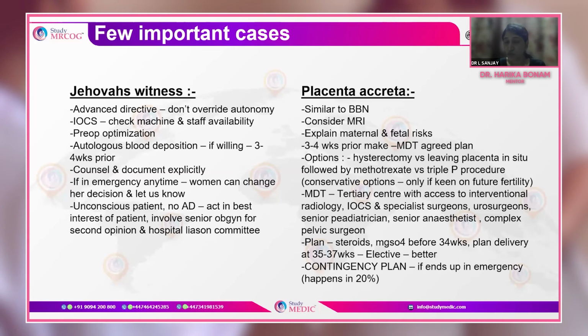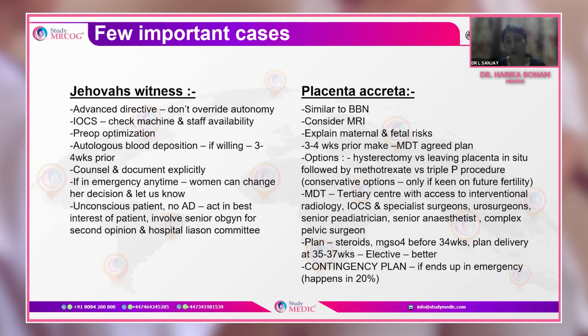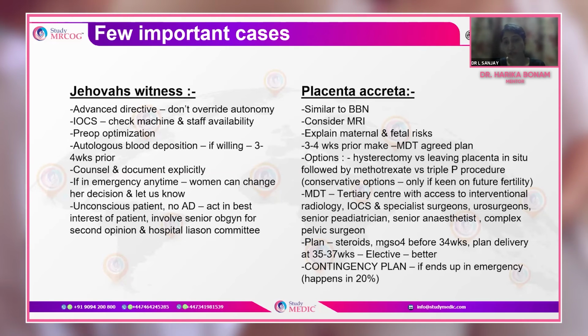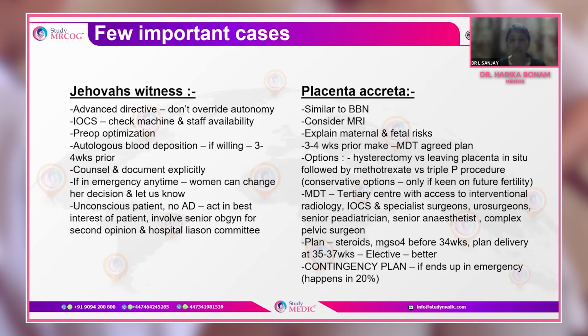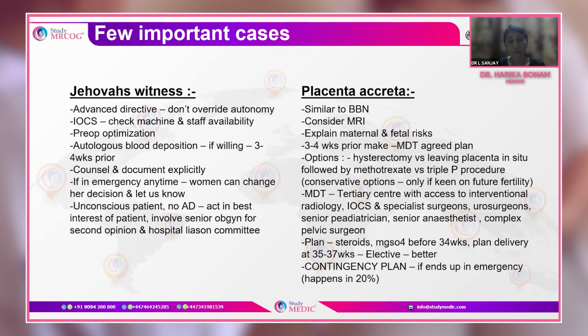So these conservative options are not really safe options, and they only have to be done or spoken about in case of women who need future fertility. Placenta accreta should always be managed in a tertiary center, with an MDT, with access to interventional radiologists, intraoperative cell salvage, specialist surgeons, neurosurgeons, a senior pediatrician, a senior anesthetist, and complex pelvic surgery expertise.